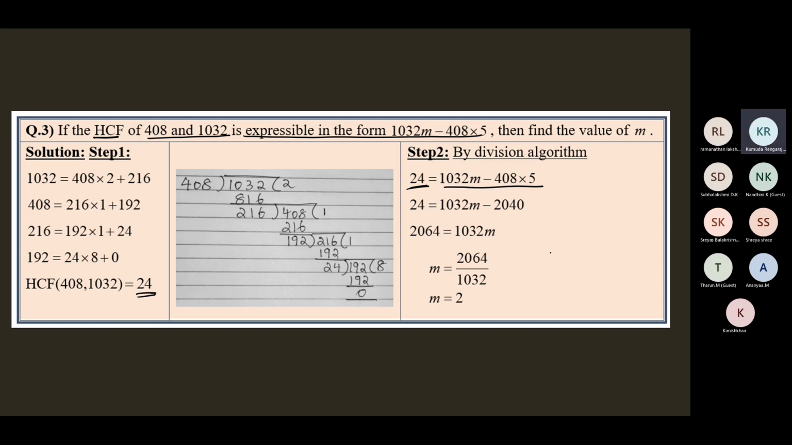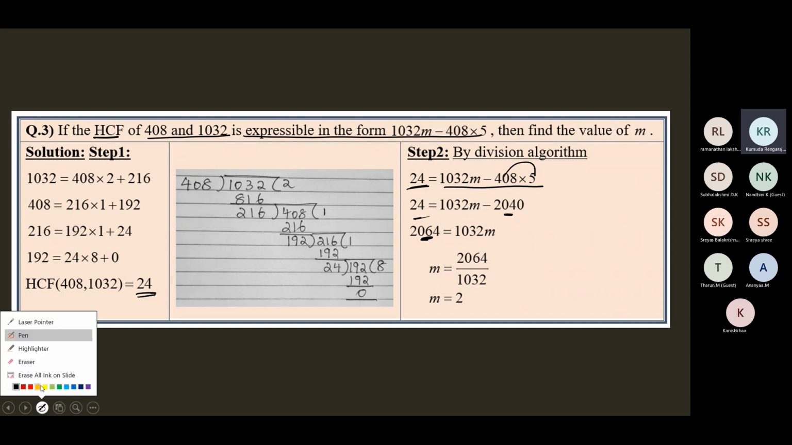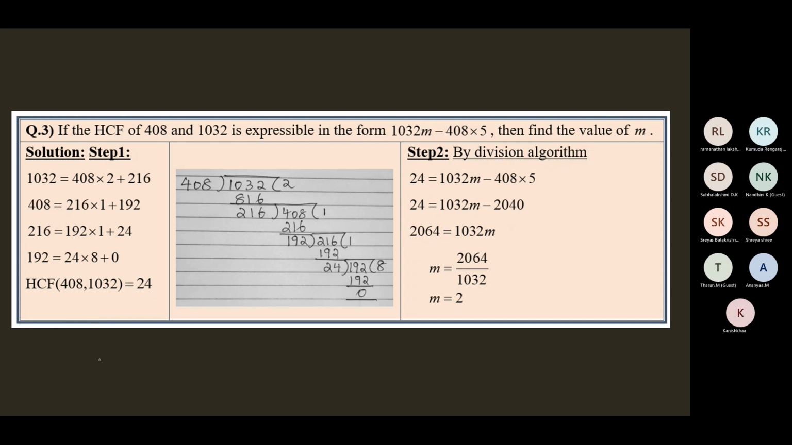Now it's just solving. Multiply 408 into 5, you get this number. Transpose. So 24 plus 2040 is equal to 1032 M. So M is equal to 2064 by 1032, which is 2. This is a very simple question. Read the question and understand.